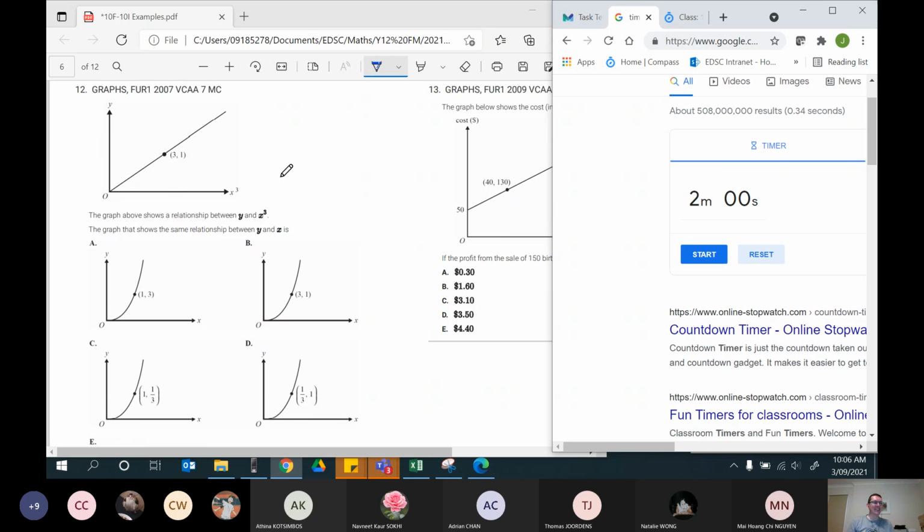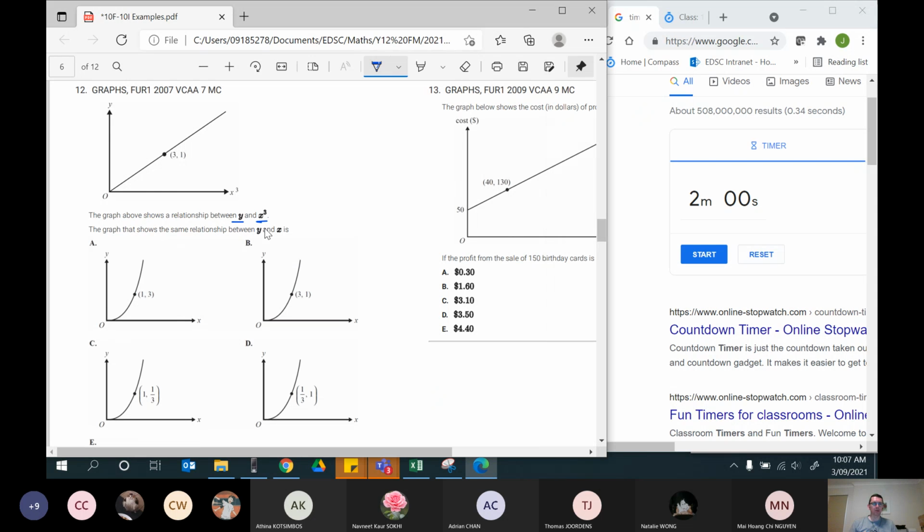All right, let's have a go. I'm going to run through this one with you guys and see if you can help me get there. The first thing we've got to recognize is that the graph above shows a relationship between y and x cubed. First, let's figure out what this equation is. It's a straight line, so we're going to use the same things as we did before.